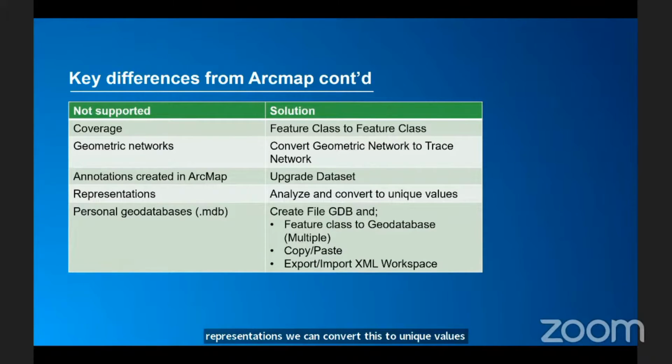Personal geodatabases are not supported in ArcGIS Pro because ArcGIS Pro is 64-bit and ArcMap was 32-bit. So if you have your data in your personal geodatabase, you can always create a new file geodatabase in ArcGIS Pro. When you create this, you can then copy and paste your data into the file geodatabase, or you can also use the feature class to geodatabase tool to do this, or you can also export and import.